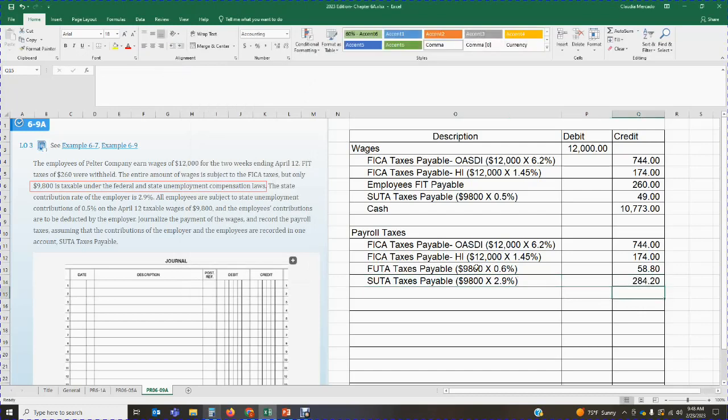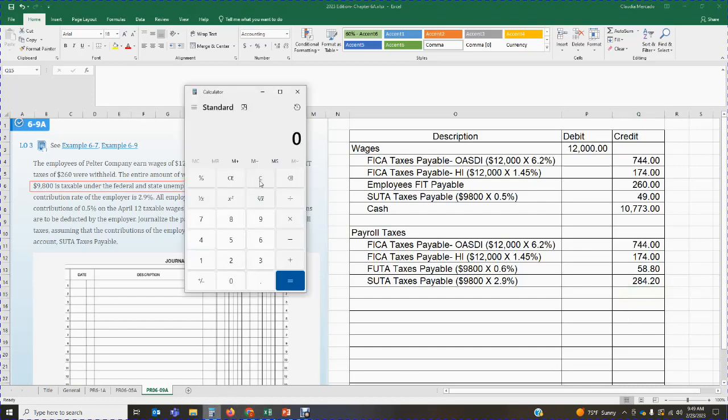So remember, FUTA is used to administer the federal and state program. SUTA is used to actually pay out benefits. That's the money that's going into your reserve account for unemployment benefits. That is the money that is actually utilized if you send people to unemployment and they file and get unemployment. The money used to pay those benefits is coming from your SUTA account. So the money is being put into your state unemployment tax reserve account. So we have 284.20 there. Those are the 4 taxes that the employer has to pay.